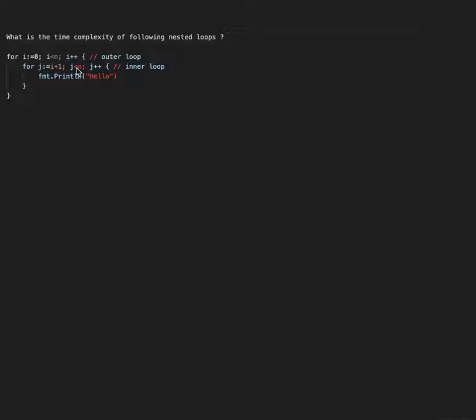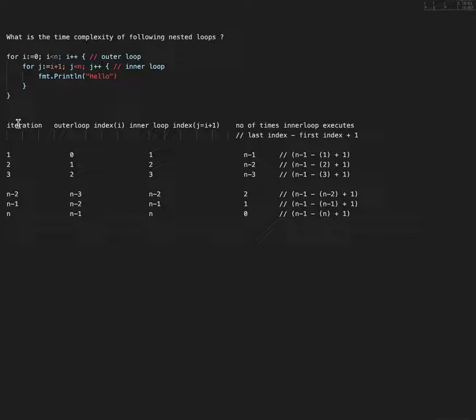In order to find the time complexity of these nested loops, we have to find the total number of times the inner loop ran. That is, the number of times hello will be printed. In order to do that, let's go through a few sample iterations.